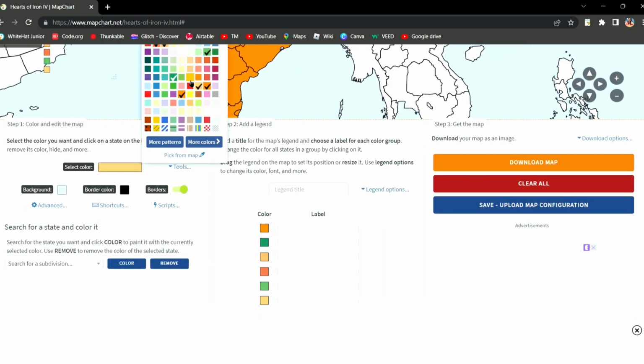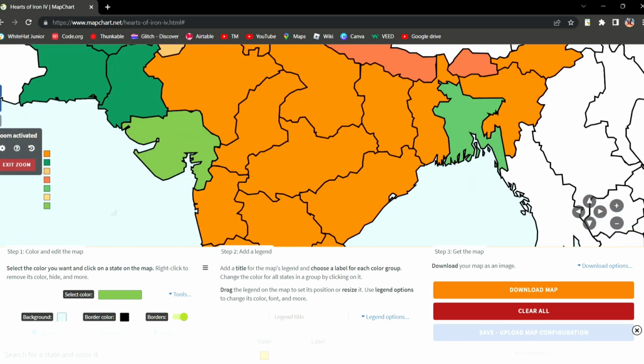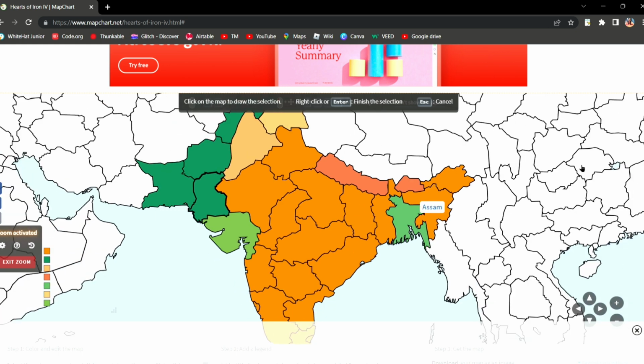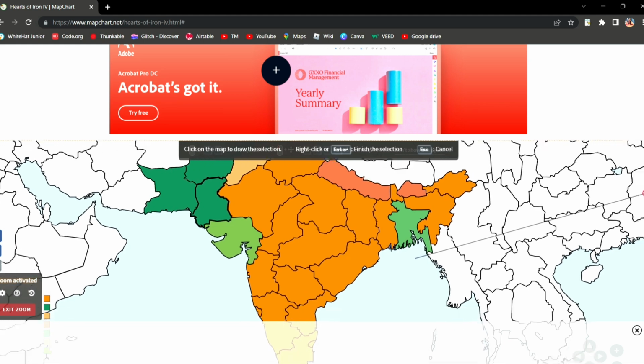Meanwhile, the occupation is happening. The Pakistanis go into present-day Gujarat. Next, the war is still happening. By this time, it's 1941.